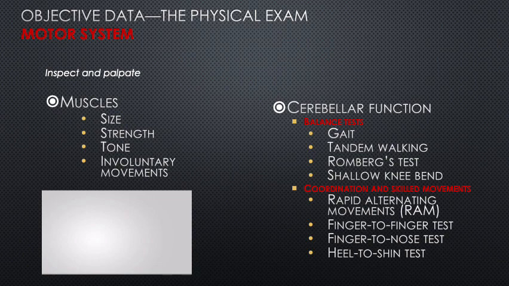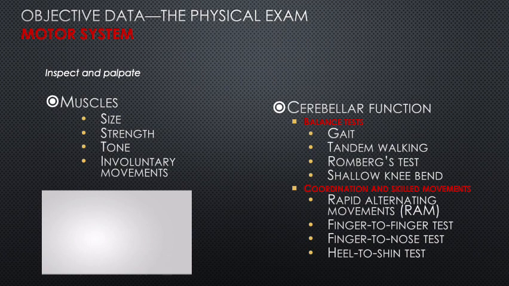Then you're going to ask them to perform Romberg's test. This is when you put your feet together, your arms to the side, and they should be able to hold this position for 20 to 30 seconds. Your patient should be able to perform a shallow knee bend where they can hop in place on one leg and then the other. Now, obviously, there are going to be some older patients or patients with musculoskeletal limitations that you wouldn't perform this on. So you have to use your nursing judgment and decide whether it's appropriate or not.